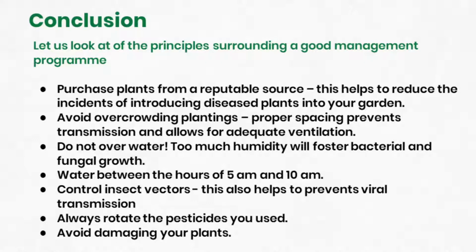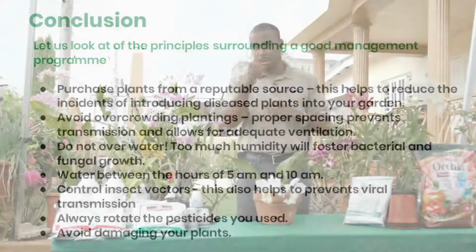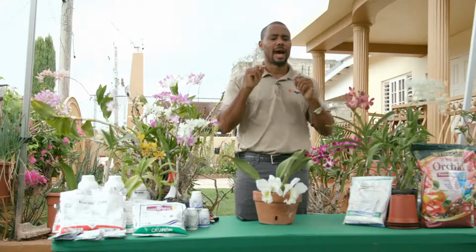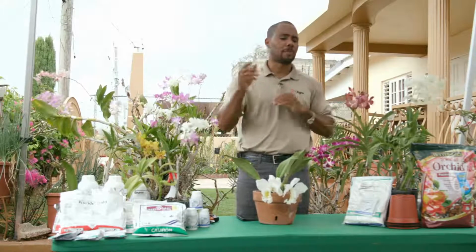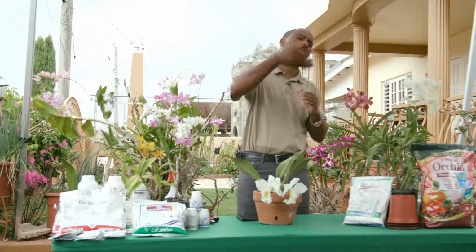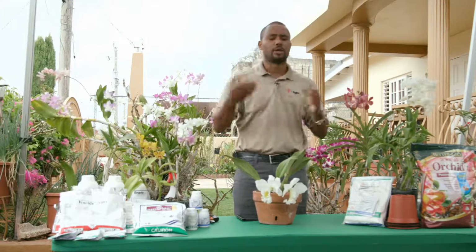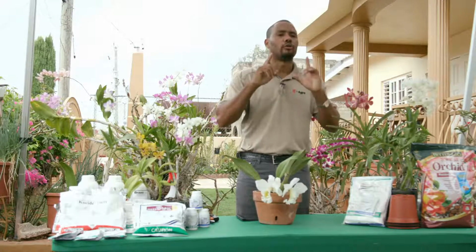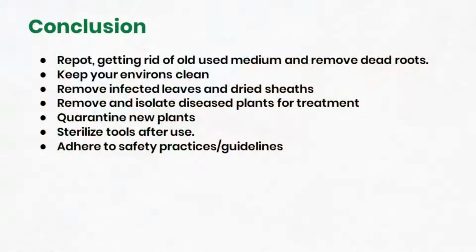Always rotate pesticide, and that's of central importance. And you rotate not by way of name, but by way of the active ingredient, right? By way of the active ingredient. Avoid damaging your plant, because the area where the damage occurs can be a portal of entry for microbes to enter your plant tissue and cause an infection. Next, repot. Get rid of old, spoiled medium. And while you're repotting, remove dead roots.